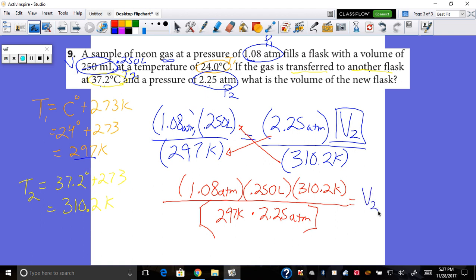So if we do the calculation, 1.08 times 0.250 times 310.2 divided by what's on the bottom here, keep this together in parentheses, and we should get 0.125 liters is volume 2.